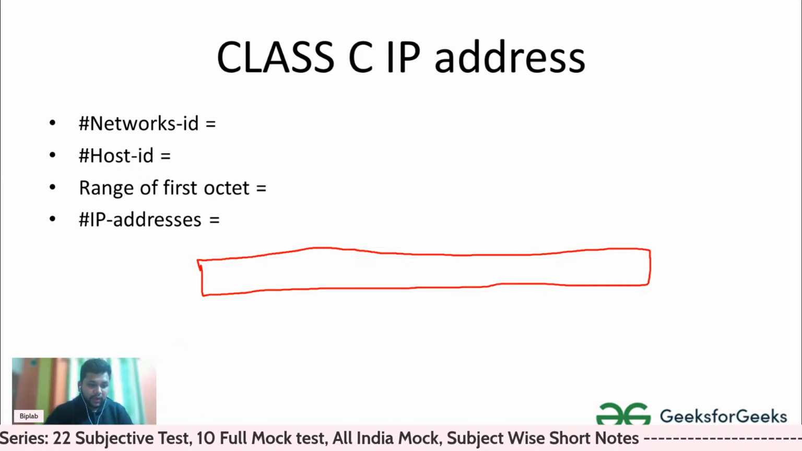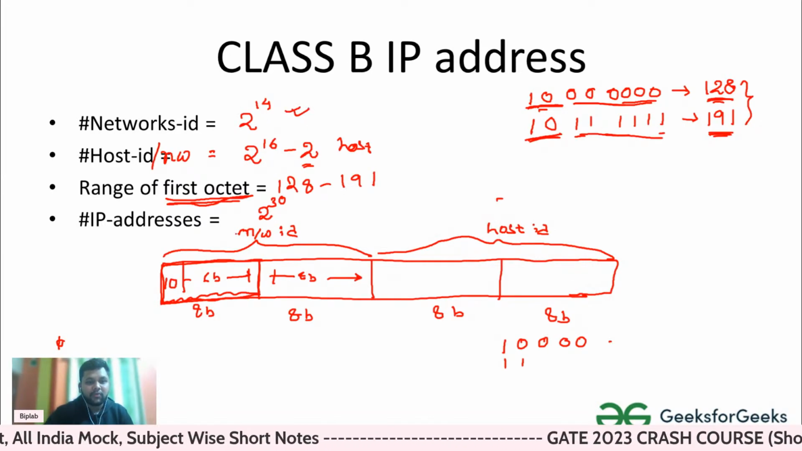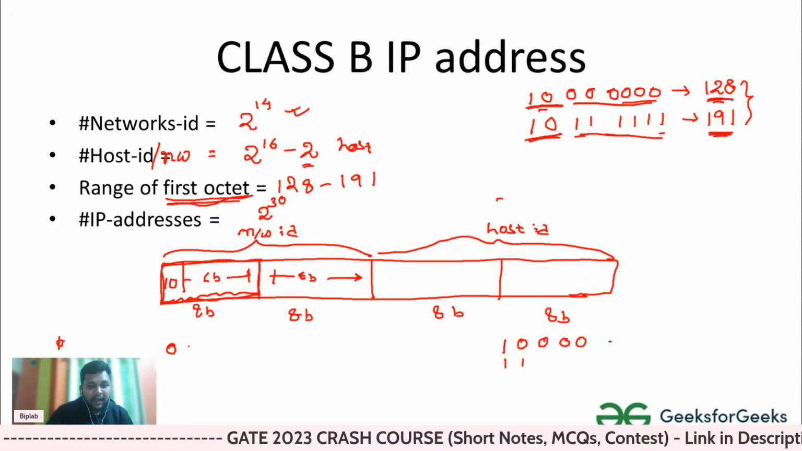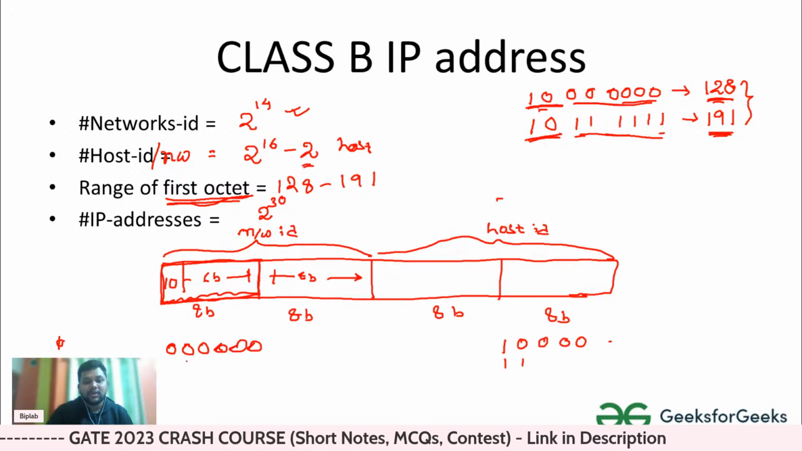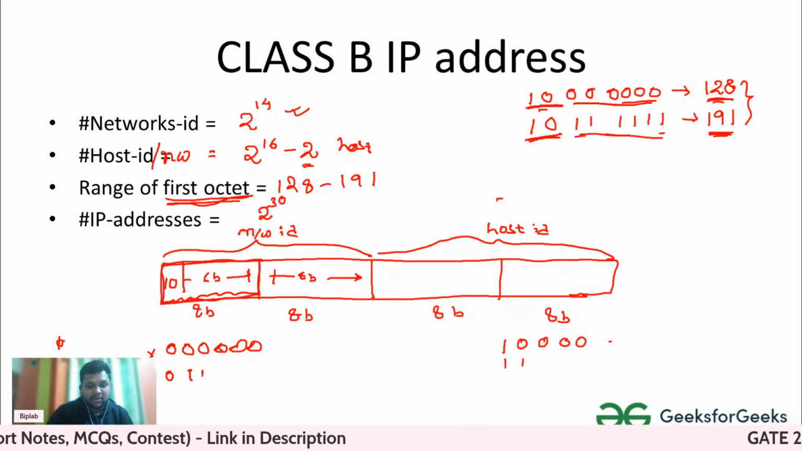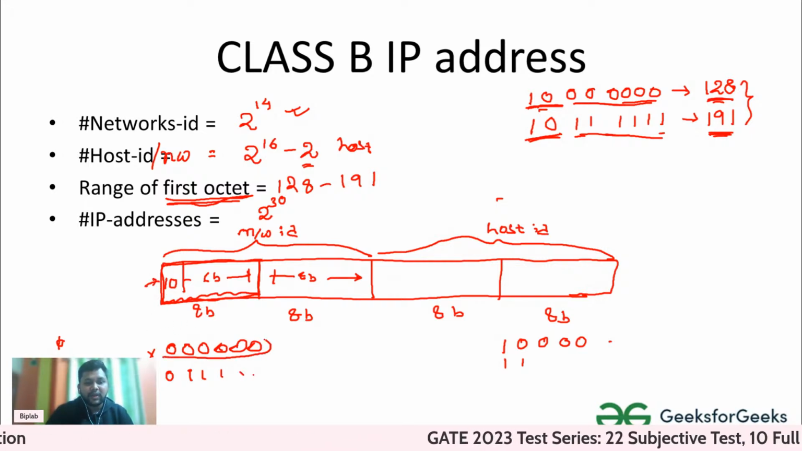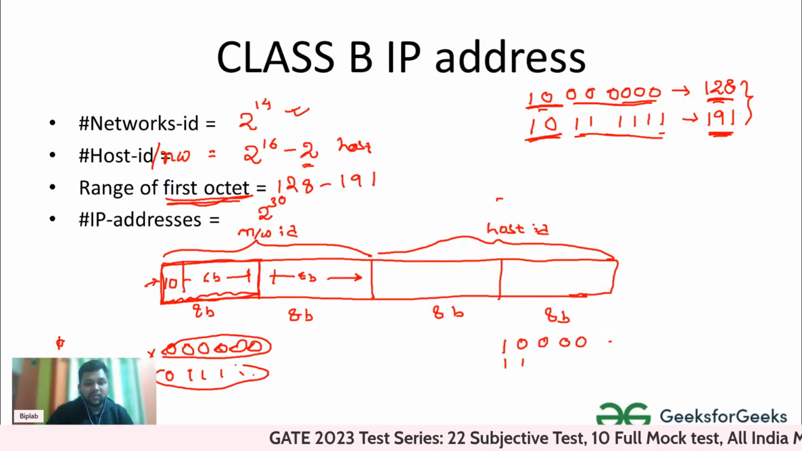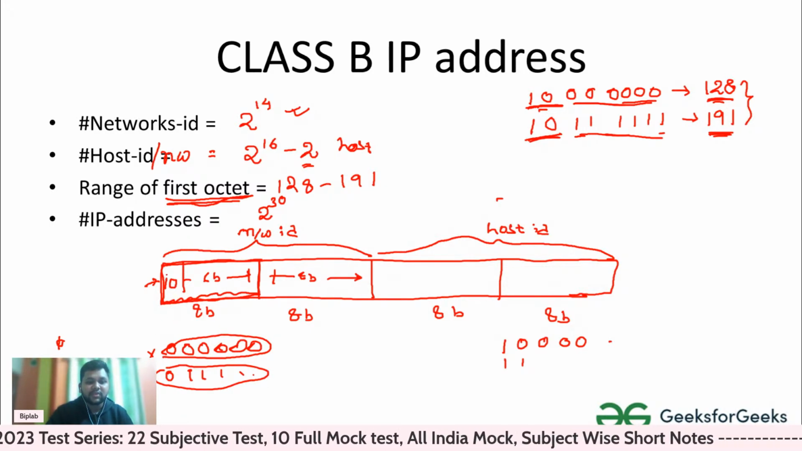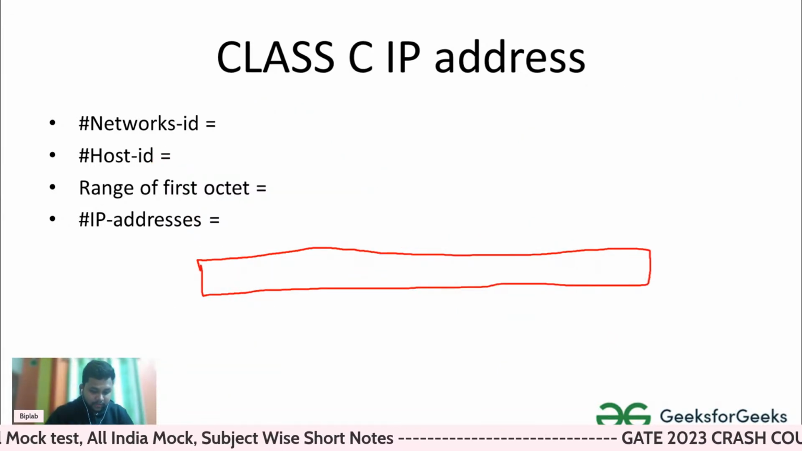Here the number of network IDs will be 2 to the power 14. Why? Because in class A you had the possibility of all zeros, and that's why we discarded it. You also had the possibility of all ones after the first bit. Now there is no possibility here of getting all zeros, and this possibility is also not there for the network ID, because you have already fixed the first bits. So that's why we are not doing minus 2.